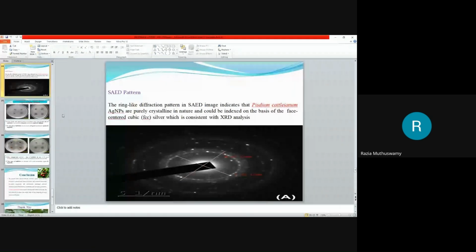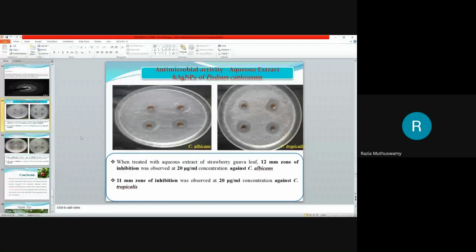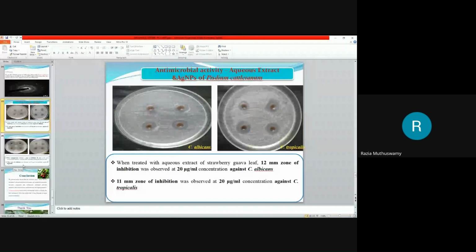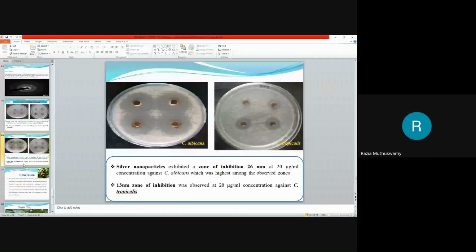So coming to the antimicrobial property of both crude extract and silver nanoparticles. Here in this picture, we have selected two fungal organisms, Candida albicans and Candida tropicalis, which are human pathogens. When treated with the aqueous extract of strawberry guava leaves, a zone of inhibition of 12 millimeter was found at 20 μg per ml concentration against Candida albicans, whereas Candida tropicalis showed an 11 millimeter zone of inhibition at the concentration of 20 μg per ml.